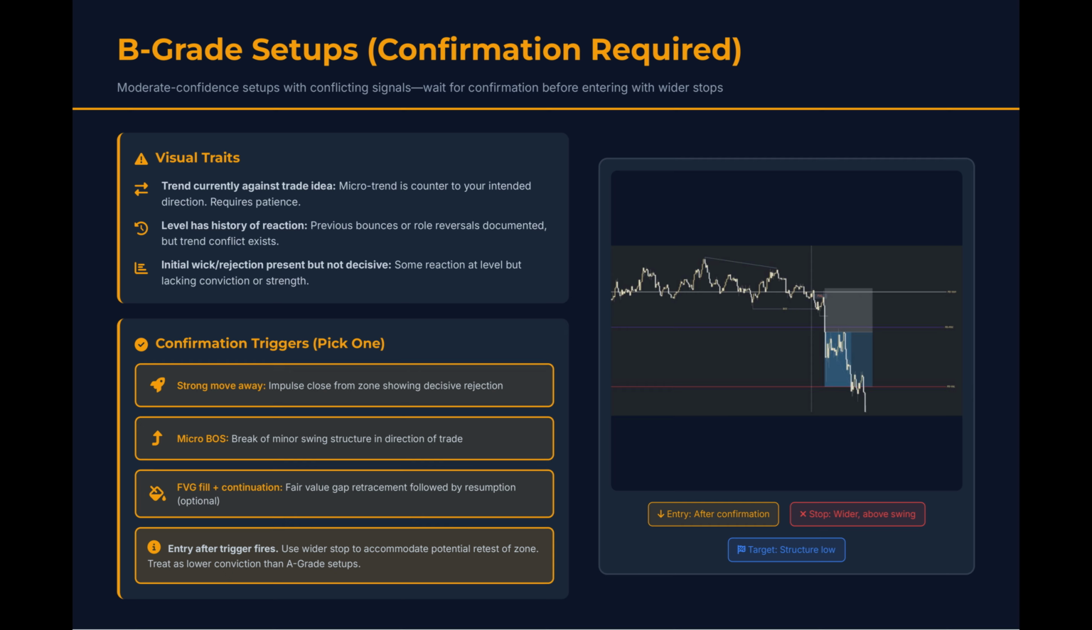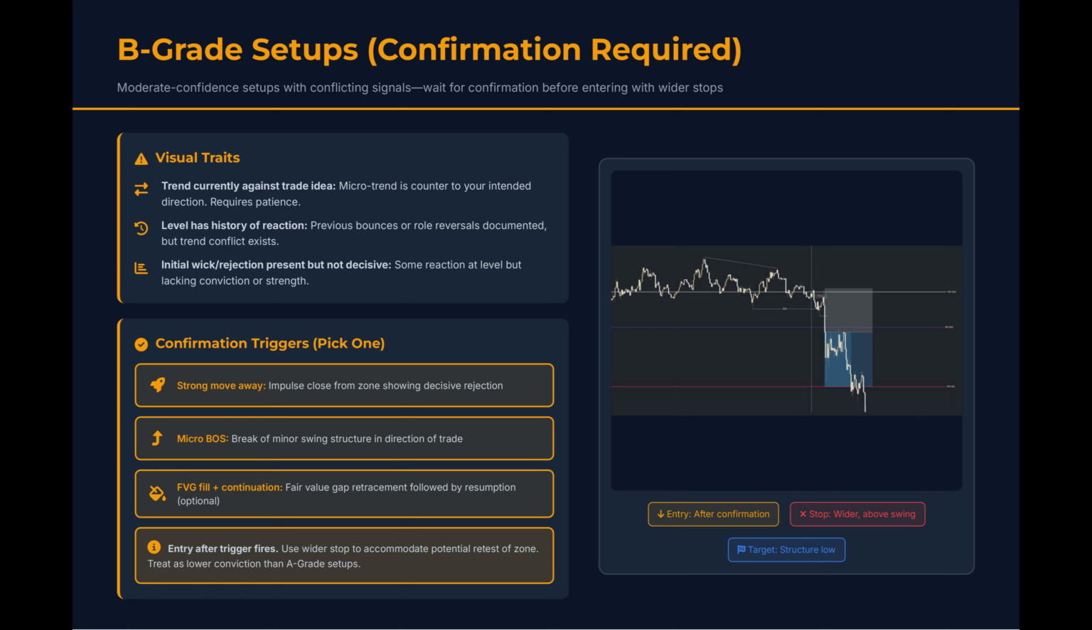Now, here's something critical about B-grade setups. Your stop loss needs to be wider than it would be for an A-grade setup. Why? Because the trend is against you, you must anticipate that price will likely retest the level before moving in your intended direction. If you place your stop too tight, you'll get stopped out just before the trade works. So you give extra breathing room, perhaps 5 to 8 ticks beyond the zone and the protecting structure, rather than the 3 to 5 ticks you'd use for an A-grade setup.